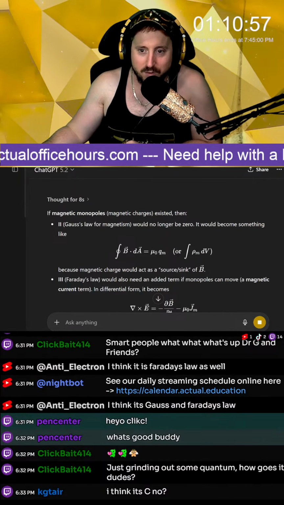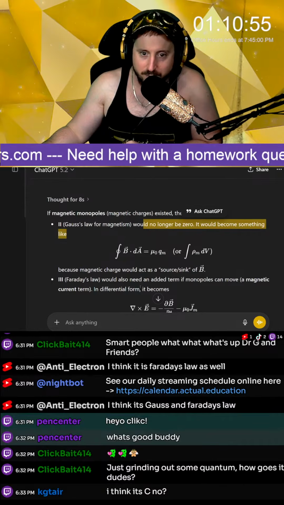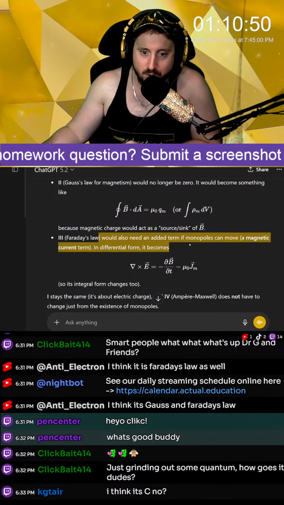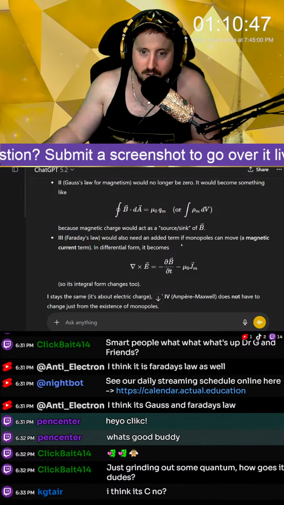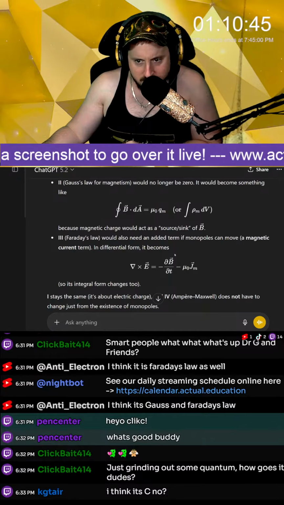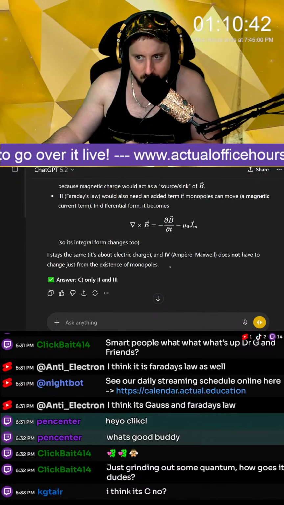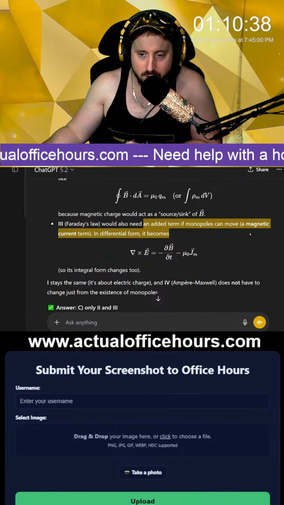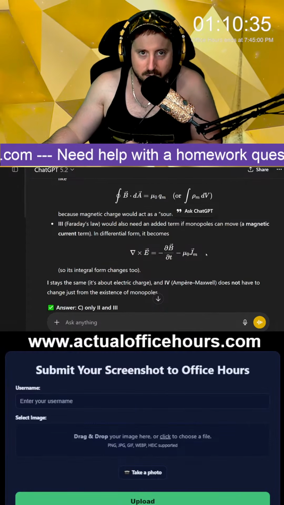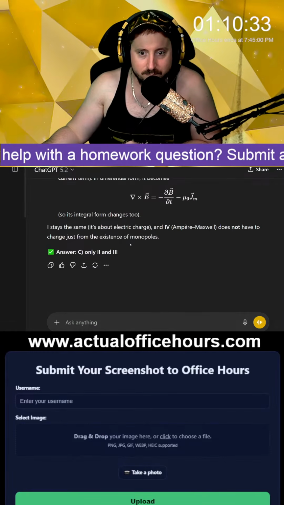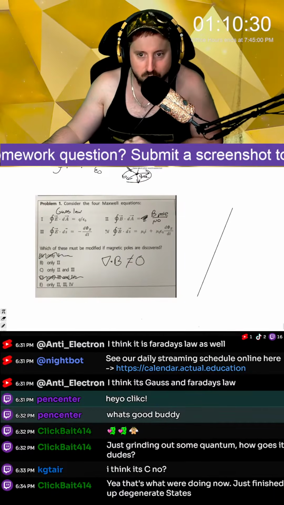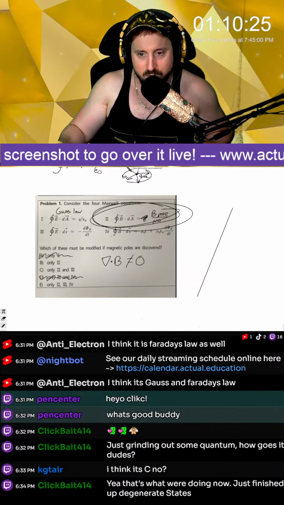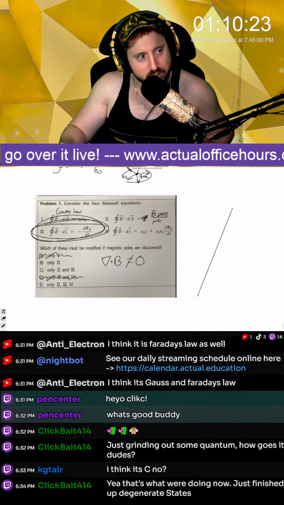Right. Okay. So we agree this one would die. I agree with that. So 2. Okay. So then they say Faraday's law would also need to change in differential form. Oh, I see. If monopoles can move. Yeah, C. So I knew that 2 had to change for magnetic monopoles. I was curious about which other ones. I guess this one also has to change.